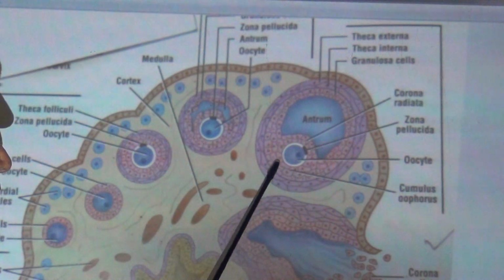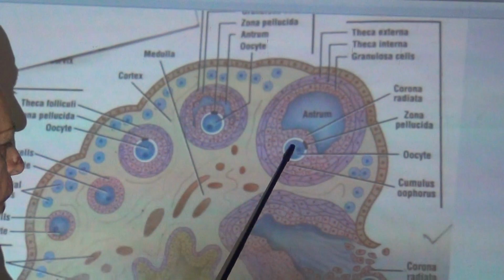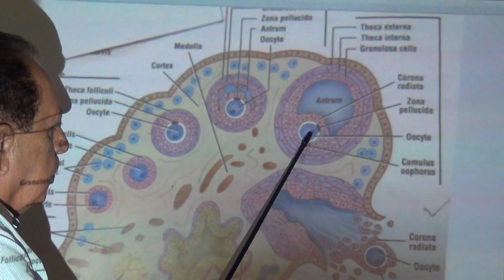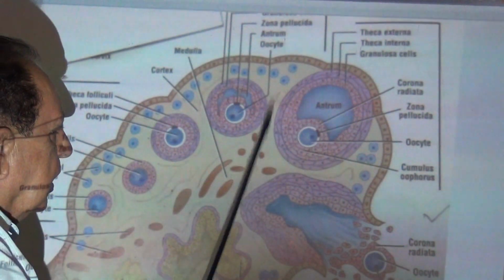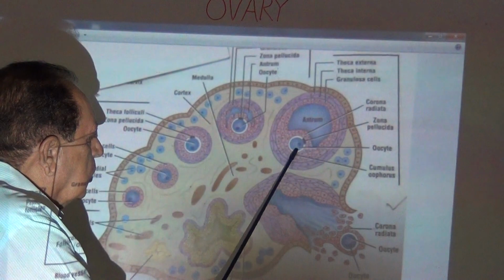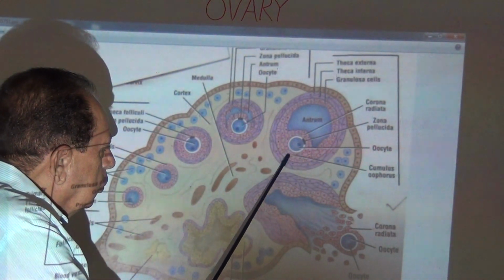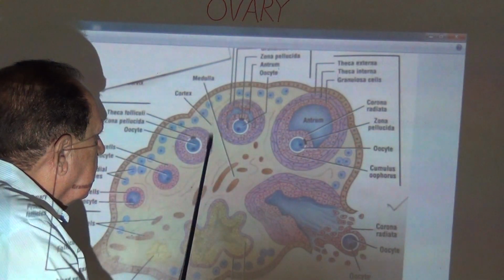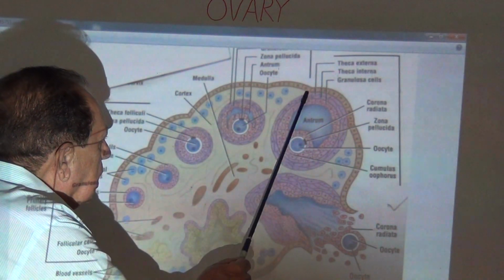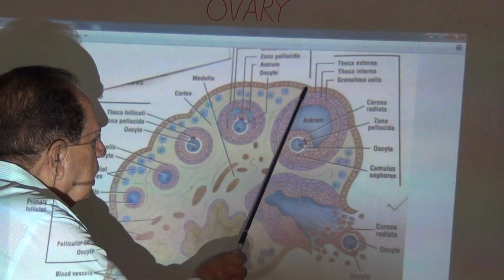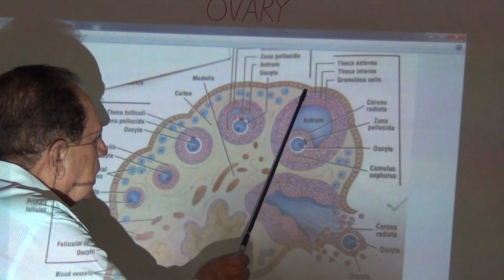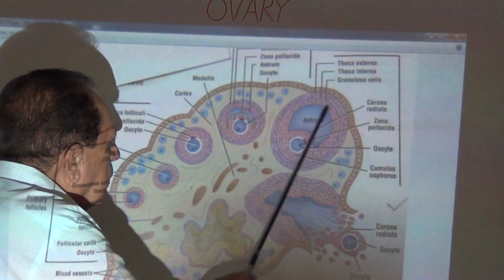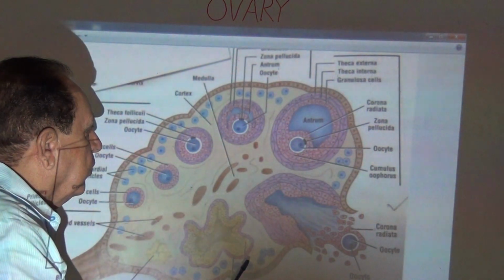Now, the pressure is exerted by the fluid on this oocyte, and it moves toward the periphery of the cortex. And now here the cortex bulges outside.